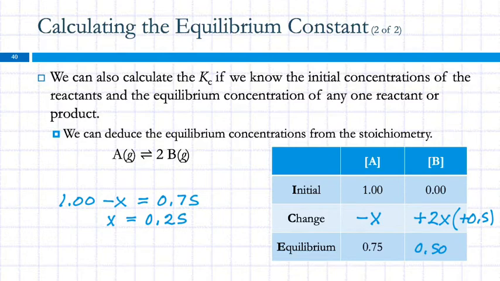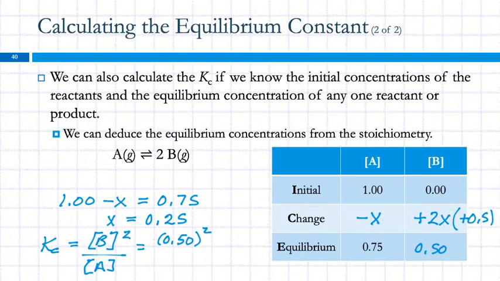So the equilibrium constant then is the concentration of B squared over the concentration of A. So we have 0.5 squared divided by 0.75, which equals 0.33, or 1/3. Any questions?